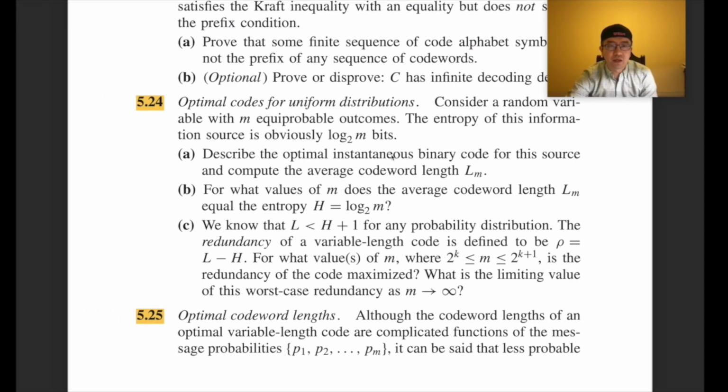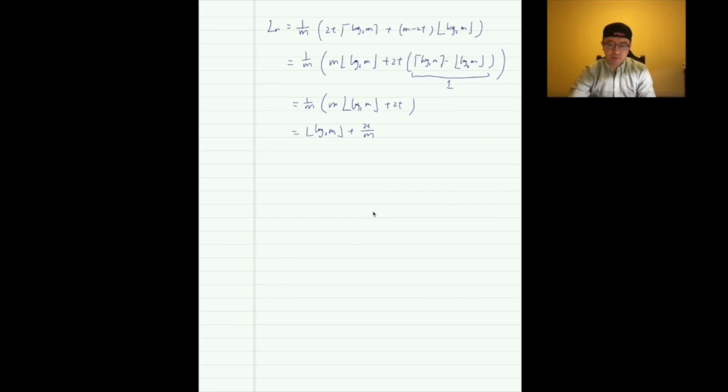Now let's see our part B. What is the value of m for which the average code word length Lm equals the entropy H? The notation here they use is Lm, so let's change it to Lm. The meaning of this is slightly different compared to what we use in class.